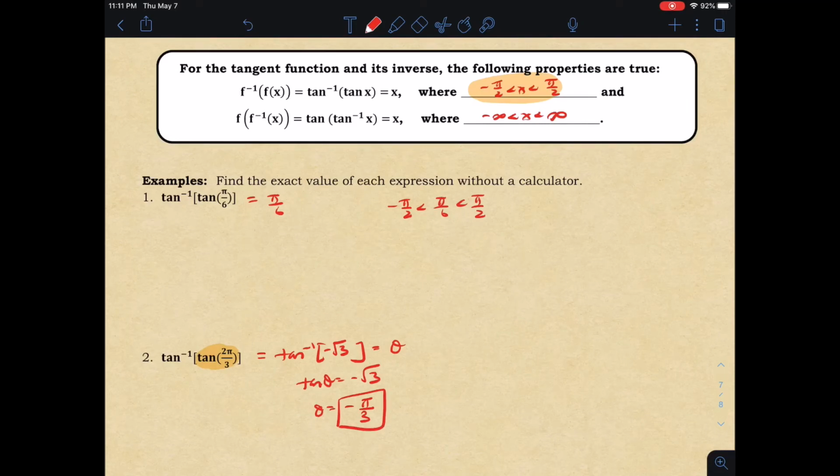The other way you can do it is note that tangent has period pi. What that means is that it repeats every interval pi. So tangent of 2 pi over 3 would also equal tangent of 2 pi over 3 minus pi, which is tangent of negative pi over 3. And negative pi over 3 falls between negative pi halves and pi halves. So there's a couple different ways you can go about this, but make sure you understand all your trig ratios, all your unit circle values.